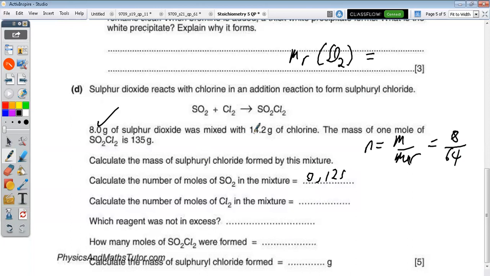Now we use 14.2 grams of chlorine. Now can you calculate the Mr of chlorine here? It's 2 of that, so multiply the mass of chlorine times 2. What do you get? Should be 71, since it's 35.5. Is that correct? Yeah, times 2 gives 71. So what's 14.2 divided by 71? 0.2.